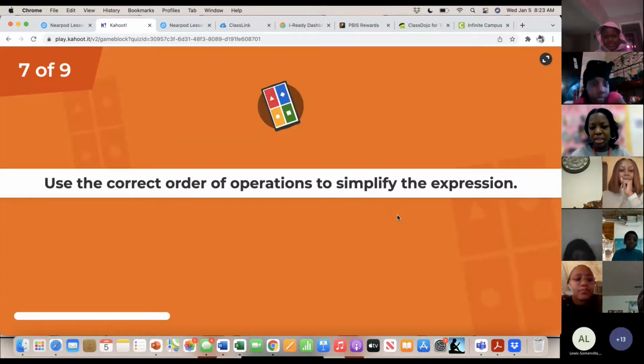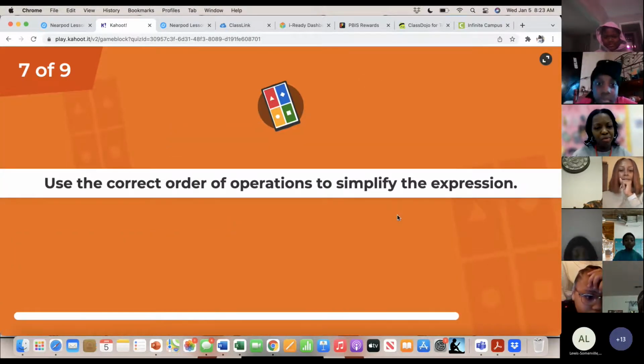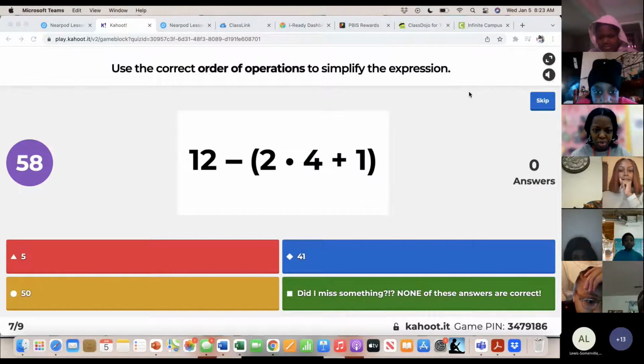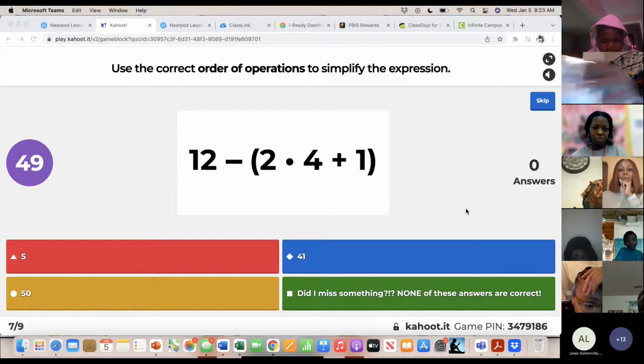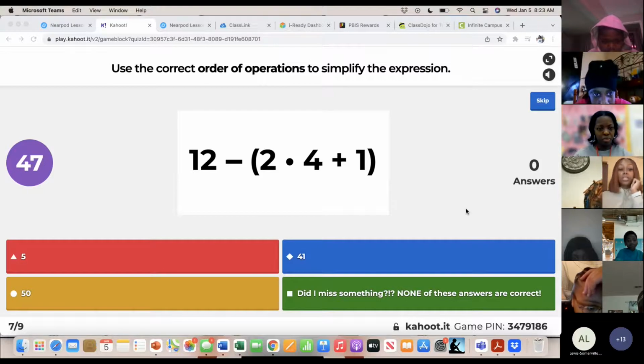And remember, you guys, that left comes in the alphabet before right. So that's a good way for you to remember. L comes before R. And we got some grouping symbols now. So use the correct order to simplify the equation. That means they want you to solve it.